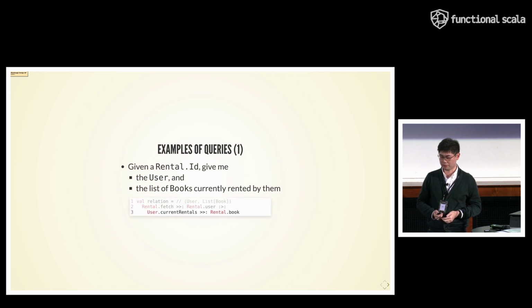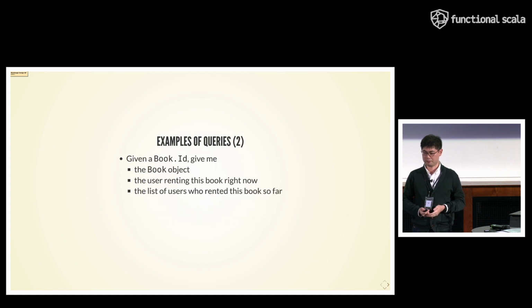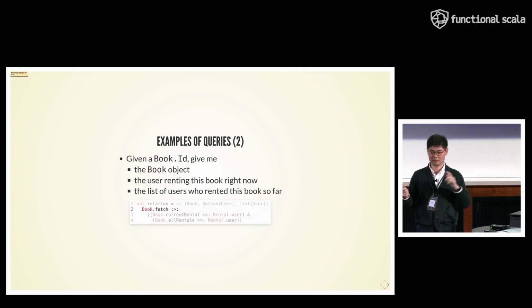I'm so sorry, I don't have time to go through all of this, but these are examples of what you can actually express with this. And here, slightly more complicated. If I have a book ID, I can get a book object, and the user renting this book right now, and the list of users who rented this book so far. Think of it like how you would imperatively, like in ZIO, using flat map and for comprehension, write this to the actual database call. And this is how it looks like.